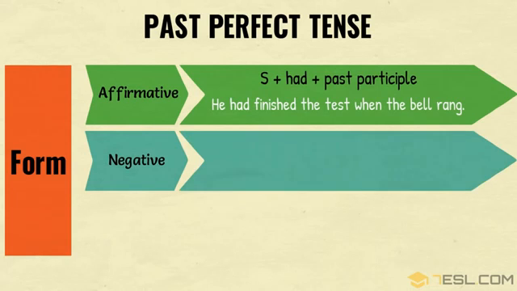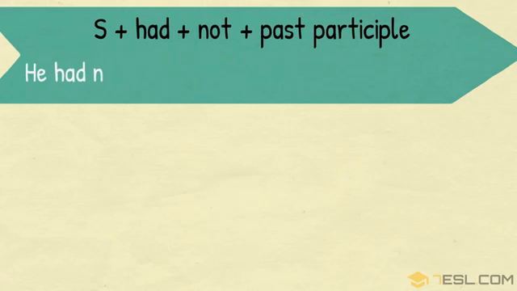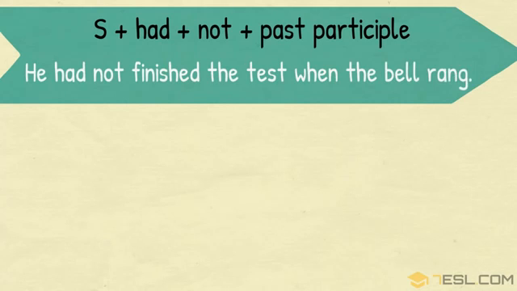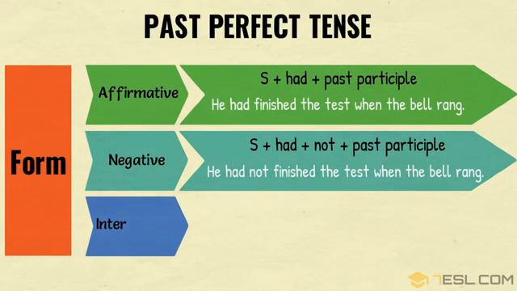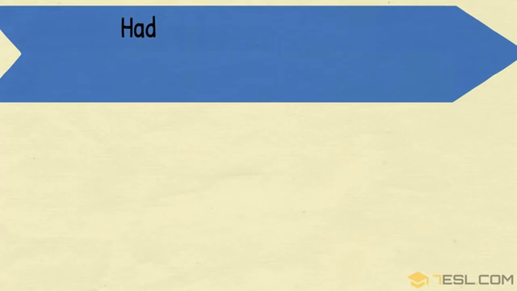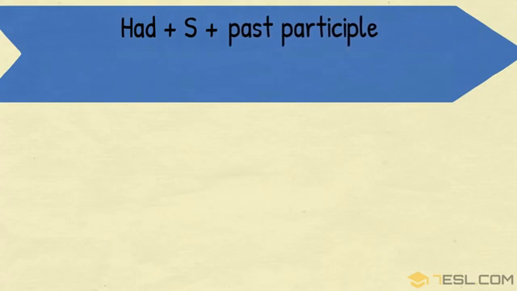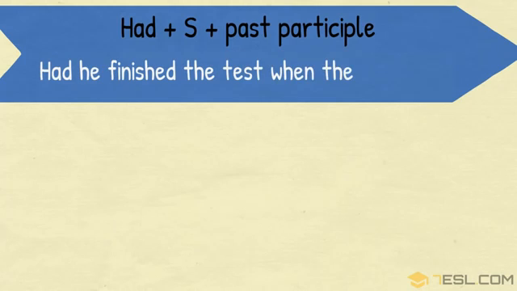Negative. Subject plus had plus not plus past participle. He had not finished the test when the bell rang. Interrogative. Had plus subject plus past participle. Had he finished the test when the bell rang?